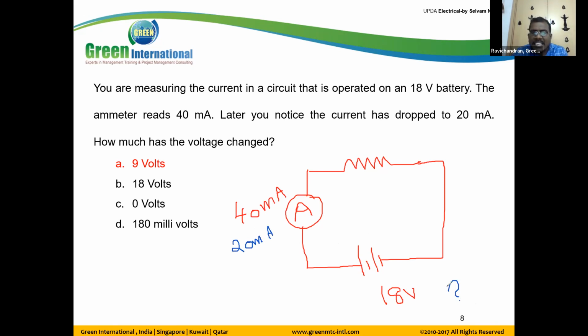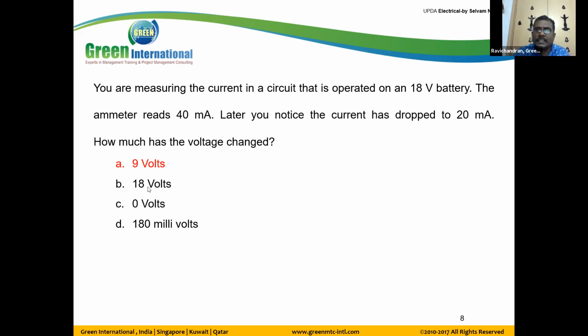From Ohm's law, half, because I is directly proportional to voltage. In this question paper, they didn't mention the resistance value. So we have only two parameters, voltage and current. So the 40 milliamps is reduced to 20 milliamps, which means the voltage is reduced from 18 volts to 9 volts. So the answer is 9 volts.